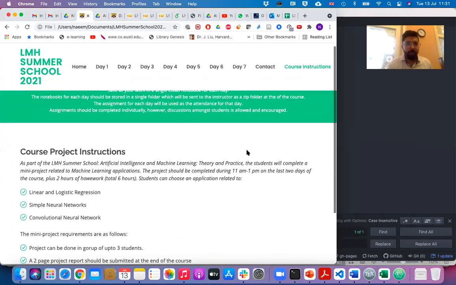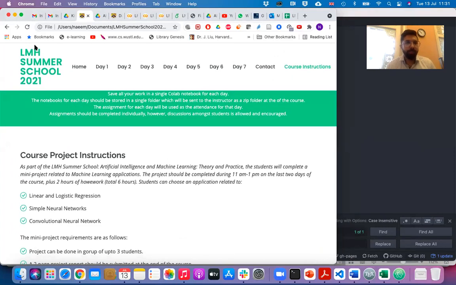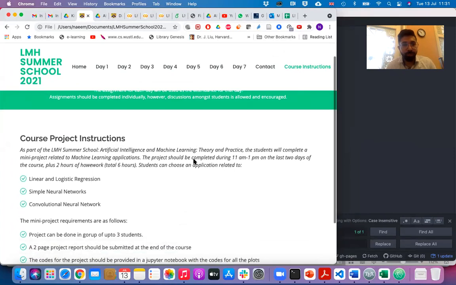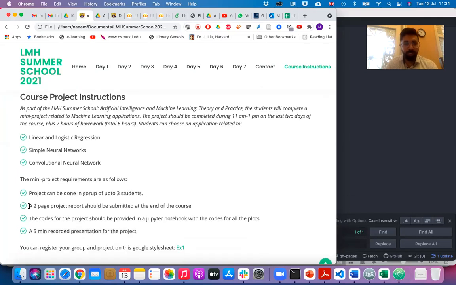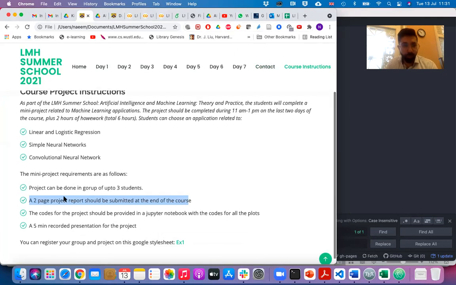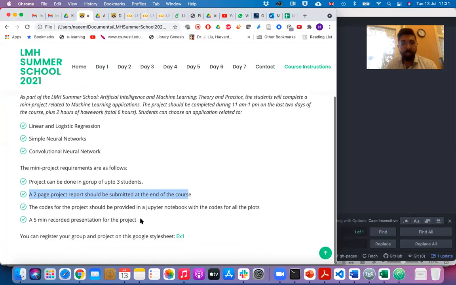Perfect. So before we start, let's look at the course project. I've added the instructions for the course project under course instructions. It explains that the course project can be done in a group of maximum 3. You can do it alone or in a group of 2 as well. You would have to submit a 2-page project report, just explaining what you want to do, the code of the project in a Jupyter notebook, and a 5-minute short recorded presentation explaining what you have done.